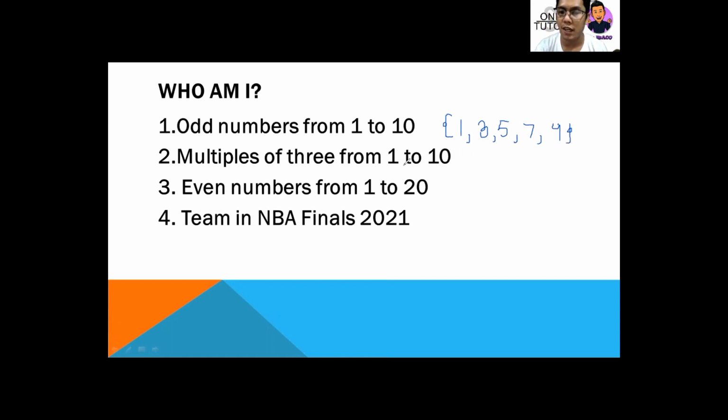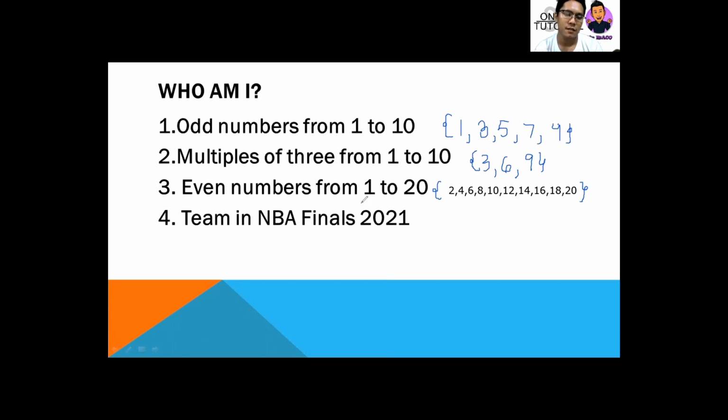Next, multiples of 3 from 1 to 10. So we have 3, 6, 9. Next, even numbers from 1 to 20. So we have 2, 4, 6, 8, 10, 12, 14, 16, 18, 20. So these are the even numbers from 1 to 20.